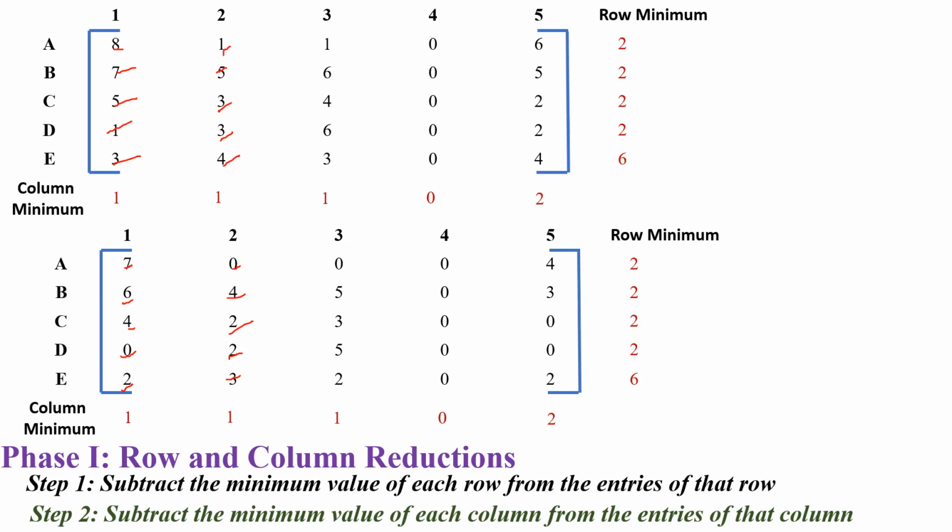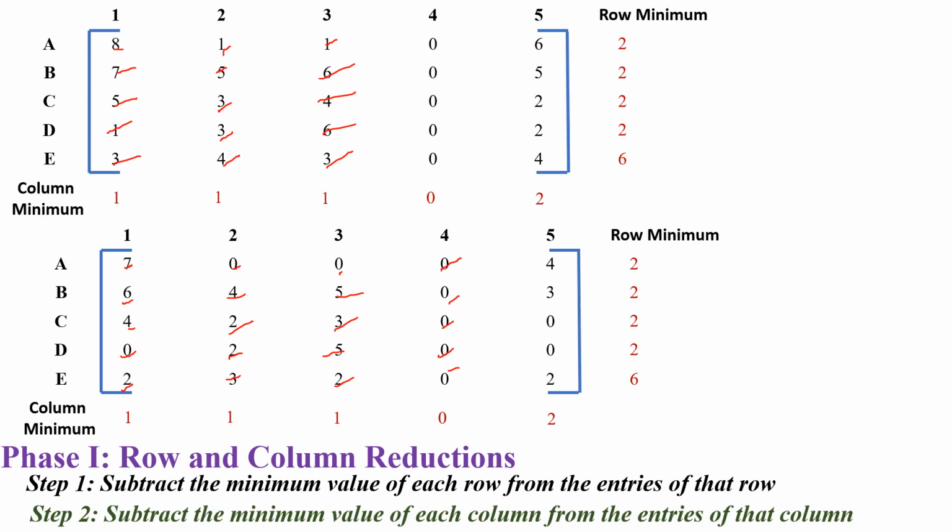Similarly, in the third column also we have to subtract the minimum value 1, so the third column becomes 1 minus 1, 0. 6 minus 1, 5. 4 minus 1, 3. 6 minus 1, 5. 3 minus 1, 2. Similarly, we have to subtract 0 from the fourth column. Obviously, here all are 0, so it will not change. All values will be the same, 0, 0, 0 and 0.